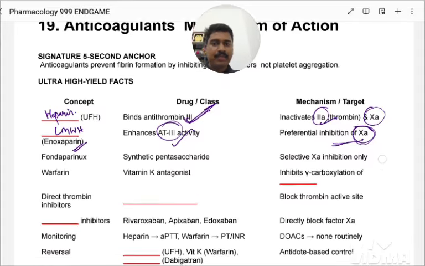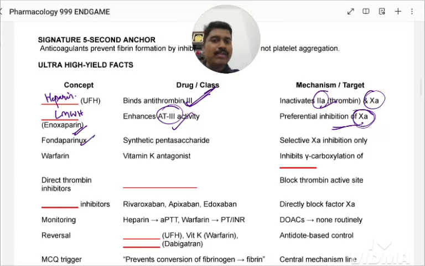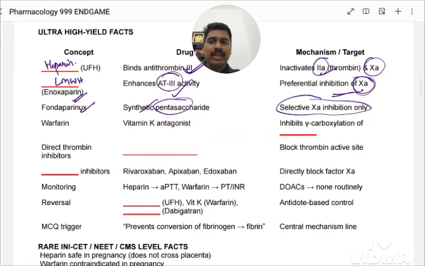Next, fondaparinux, I told you it has a mechanism of action similar to LMWH. It is selective 10A inhibition only. It's a synthetic pentasaccharide, just remember this one point. Next, warfarin, vitamin K antagonist, inhibits gamma carboxylation of which factors? 2, 7, 9 and 10. Next, direct thrombin inhibitors. Which are the direct thrombin inhibitors? I told you, direct thrombin inhibitors are the ones which have TR in their name. Thrombin TR. So dabigatran, yes, very good. And one more we have, that is argatroban.